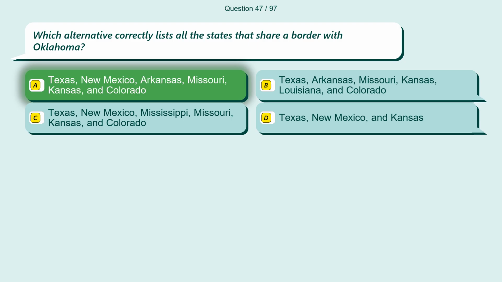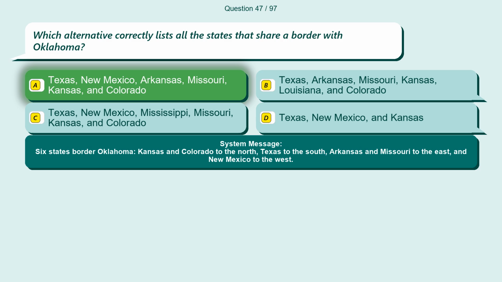The correct answer is option A, Texas, New Mexico, Arkansas, Missouri, Kansas, and Colorado. 6 states border Oklahoma: Kansas and Colorado to the north, Texas to the south, Arkansas and Missouri to the east, and New Mexico to the west.